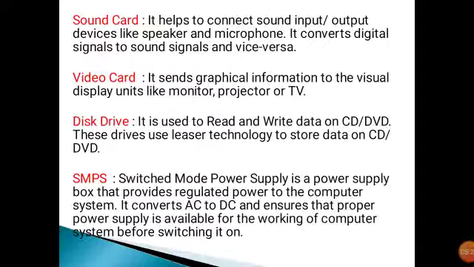SMPS, switched mode power supply, is a small power supply box that provides regulated power to the computer system. It converts AC to DC and ensures that proper power supply is available for the working of the computer system before switching it on.